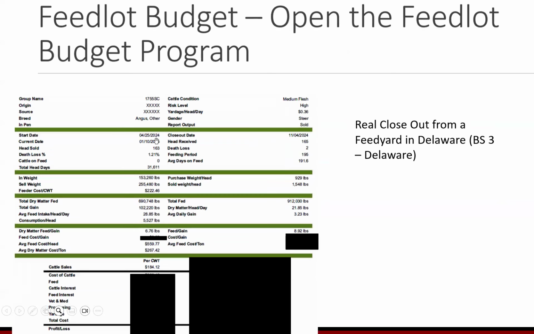Okay, purchased these animals April 2025, sold them January 10th, 20, no, excuse me. Bought them April 25th of 24, sold them January 10th of 25. They purchased 165 head. They sold 163 head. So they had 1.21% death loss. Average days on feed. So they didn't market all these animals at the same time, but on average, they spent 192 days on feed.